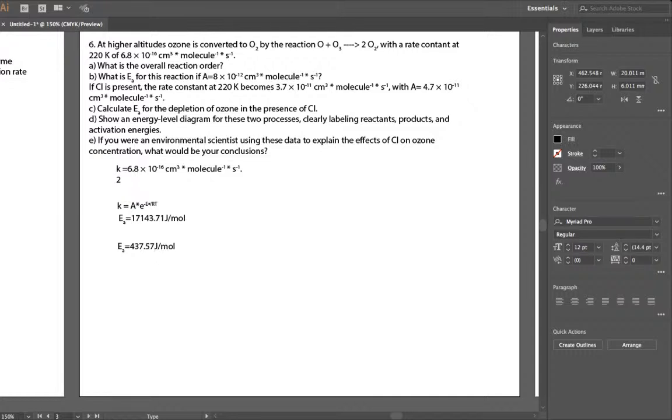And so now, show an energy level diagram for these two processes, clearly labeling reactants, products, and activation energies. So basically for this, we just need to sketch a bit of the graph.